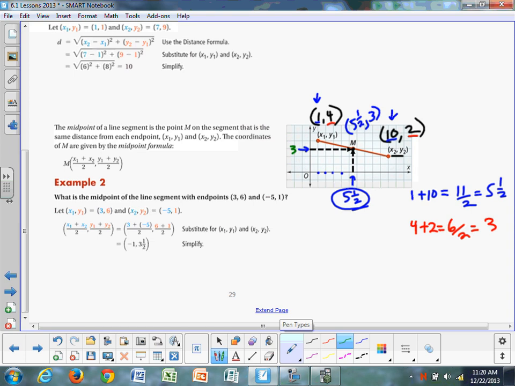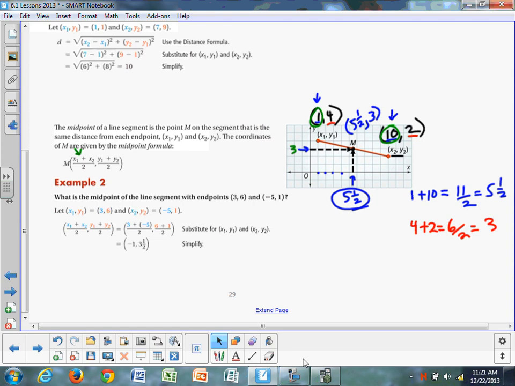So the formula is just saying add the 2 x-coordinates together. That's what this is saying right here. Add the 2 x-coordinates together, divide by 2, and that will be the x-coordinate of the midpoint. Add the 2 y-coordinates together, divide by 2, and that'll be the y-coordinate of the midpoint.